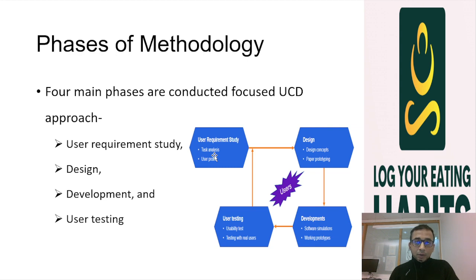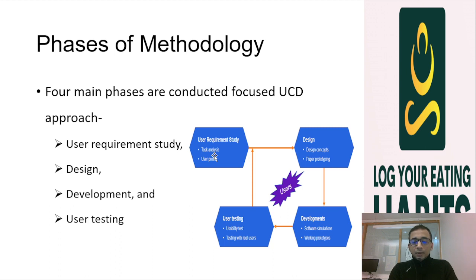We gathered the requirements from the literature, and after setting up these requirements, we went with the design process, which I can say is brainstorming. In that case, I designed paper prototypes for each interface in my application. After that comes the development phase. This phase involves software simulation, working with the prototype that I designed on paper and implementing it as software.